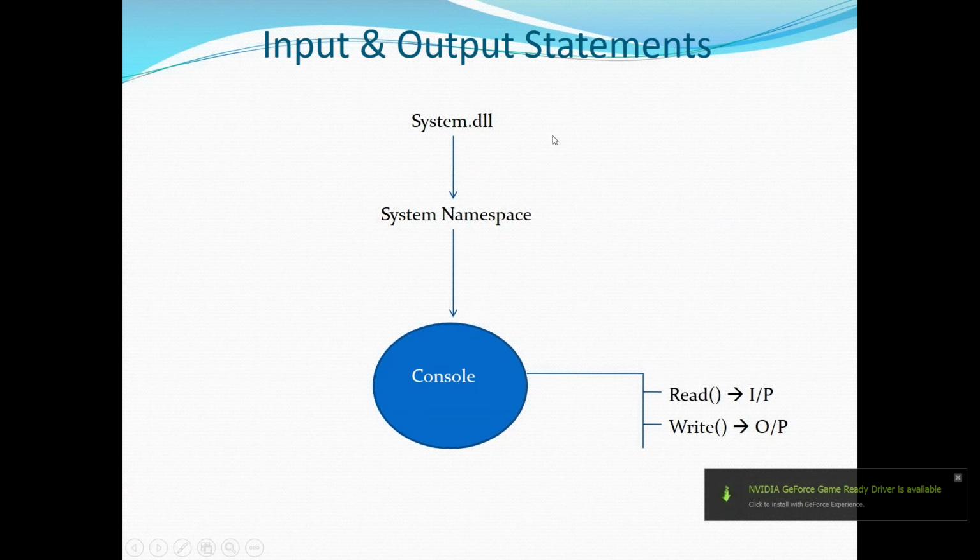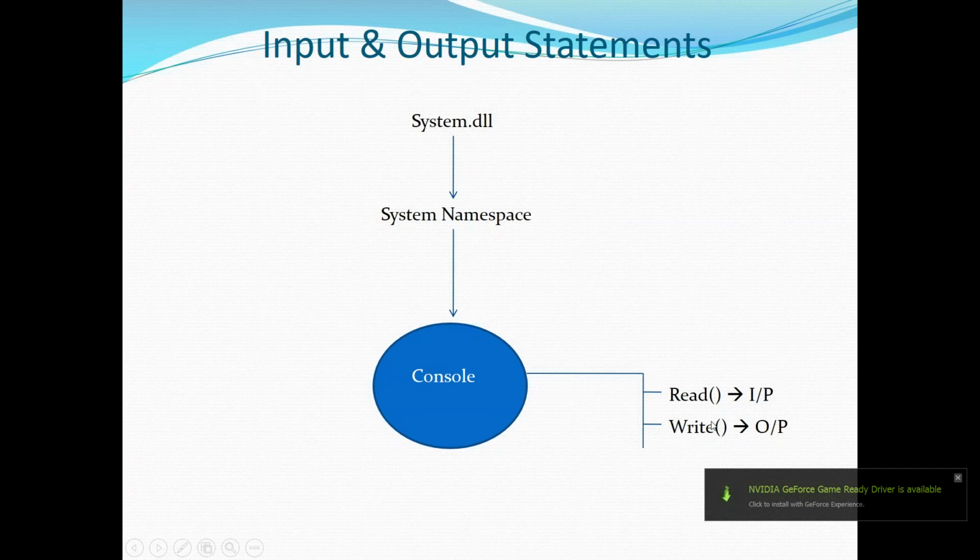So once again I repeat, we got a library called system.dll. A library will have a collection of namespaces. System.dll comes with a set of namespaces, one of them is the system namespace. A namespace will always have a collection of user-defined data types, which can be a class, a structure, or an interface. The system namespace comes with a set of classes, one of them is the console class. And the console class comes with a set of functionalities, subprograms, methods. Some of them are read and write.